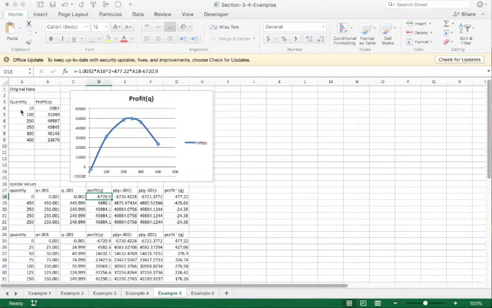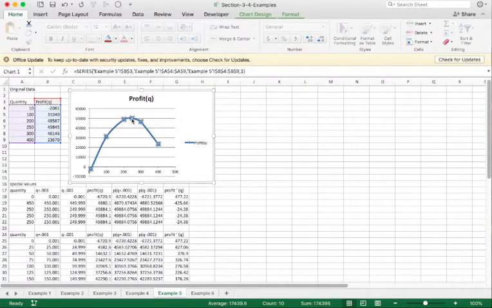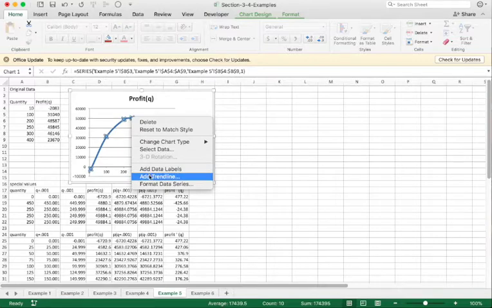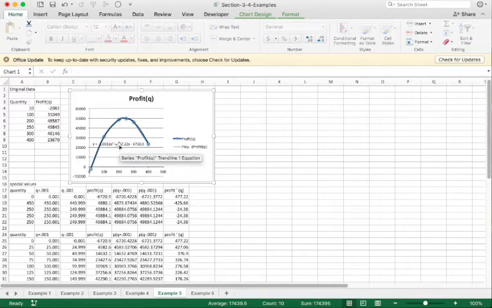We start with our series of points of quantity and profit. We plot those, and set up to add a trend line. Looking at the graph, it looks like a quadratic equation, so we're going to graph it as a polynomial of degree 2. That looks like a good fit. The round curve and the polynomial curve underneath it are the same. We will display the equation on the chart. That gives us our basic function.